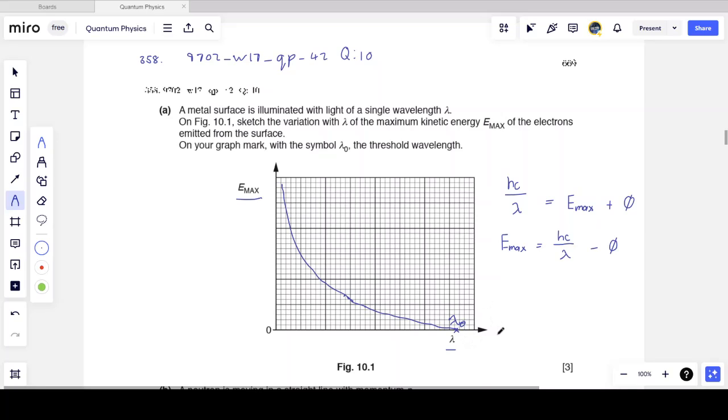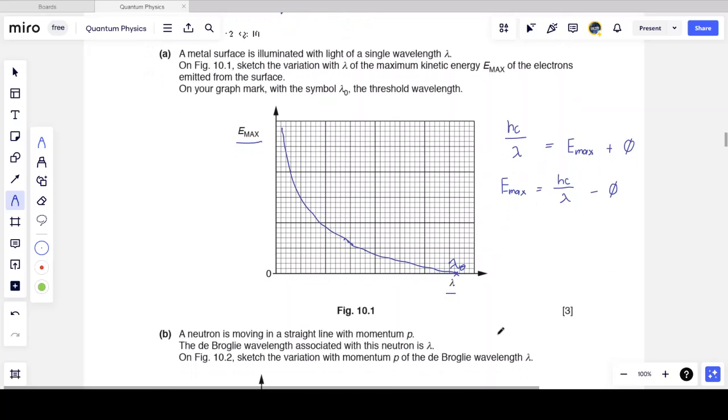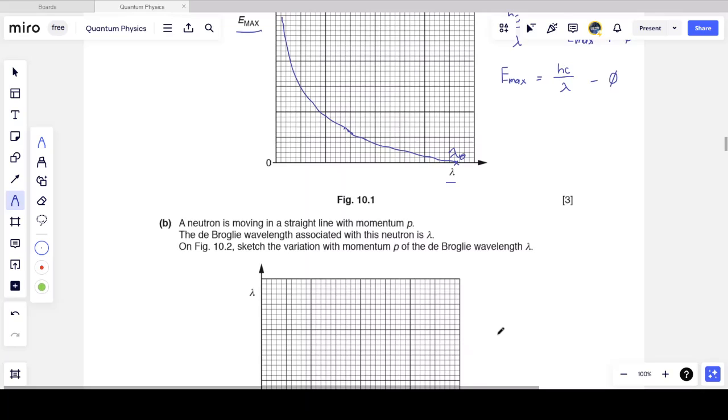The threshold wavelength occurs when there is no kinetic energy, when E max is equal to 0, and hence that's the x-intercept. So again, it would look a lot better if I did this with pencil, but that's the shape of your graph. Don't be confused into thinking that this graph will not cut the x-axis. It will, because it's shifted down by phi units, where phi is the work function energy. And so we get a nice hyperbola.